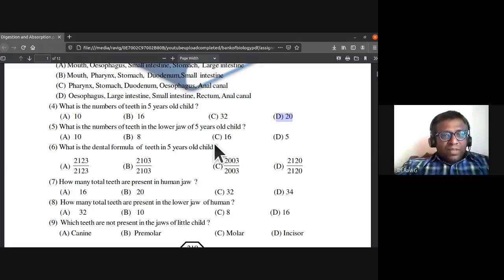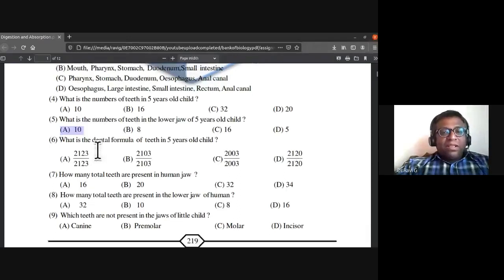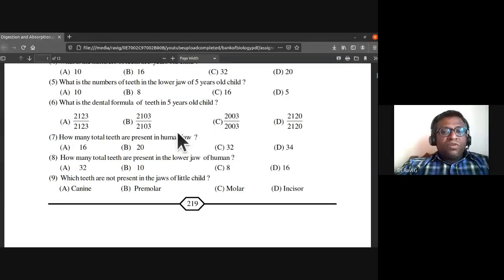Fifth one, what is the number of teeth in the lower jaw of a 5-year-old child? Lower jaw, it would be 10. Upper jaw would be 10. So you should read the question properly. So A is 10. What is the dental formula of teeth in a 5-year-old child? So one of you should answer for this.